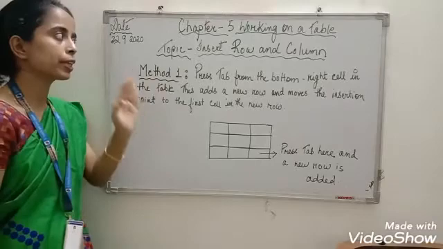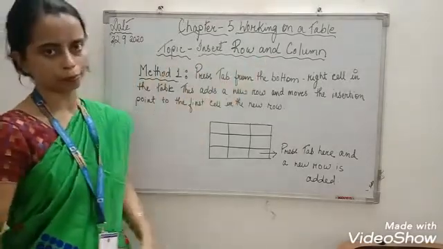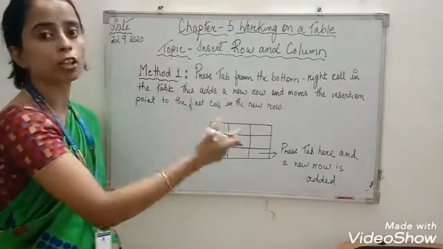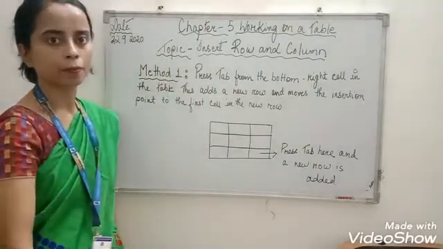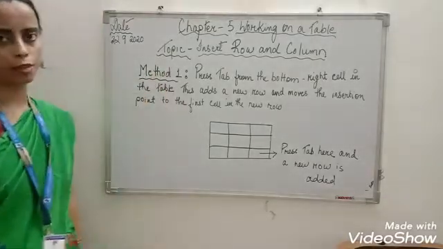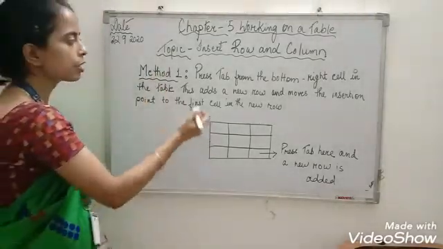Now, another topic, that is insert row and column. That means how you are going to insert a row and column to an existing table. Here also 3 methods are there. First method is this one. See here what is given.